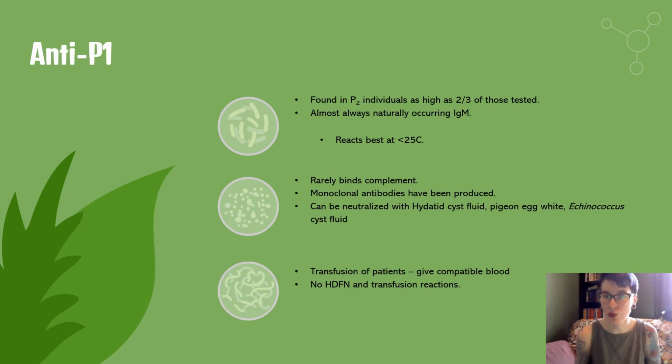Anti-P1 is found in P2 individuals, and it is almost always a naturally occurring IgM antibody. It reacts best colder than room temperature. It rarely binds complement, and it can be neutralized. It does not cause HDFN, and you can just give crossmatch compatible units to patients with this antibody.